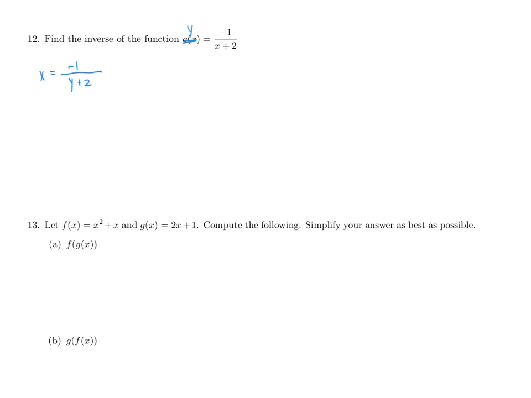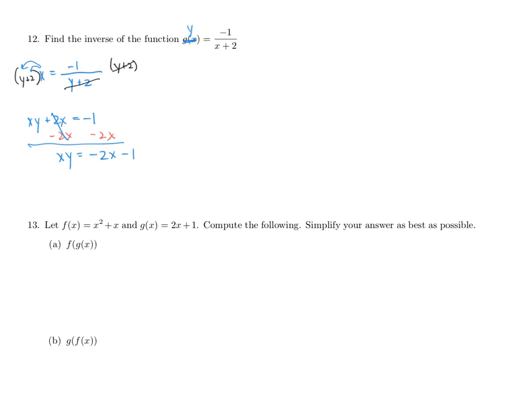So first I need to get the y plus 2 out of the denominator. So I'm going to multiply both sides by that. So that'll get that out of the denominator there. So now I have to distribute the x. So I'll have xy plus 2x is equal to -1. I want to get the y by itself. So subtract 2x from both sides. So I get xy equals -2x minus 1.